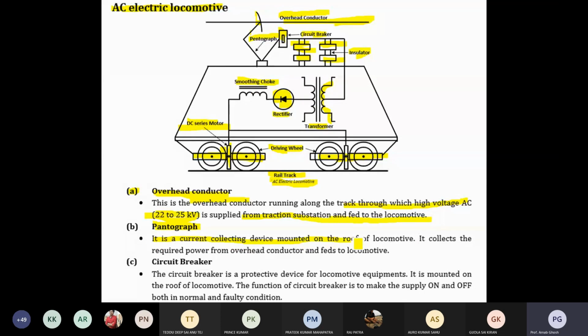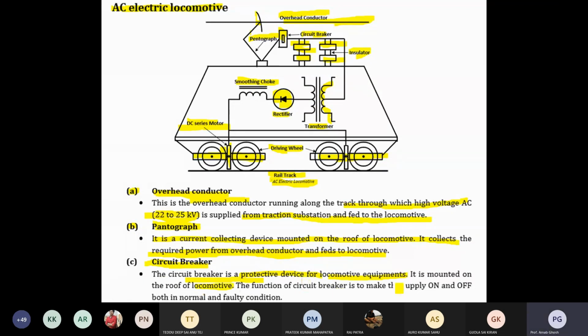Circuit breaker means a protective device for the locomotive equipment. It is mounted on the roof of the locomotive. The function of the circuit breaker is to switch the supply on and off in both normal and faulty conditions. If a fault has occurred, the circuit breaker will automatically trip, means it will be off. A lot of relays are there, the LT and AC relays, and the system will automatically be isolated from your main overhead conductor. Okay.